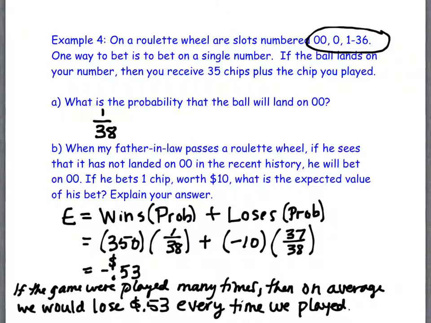Now, in reality, that's not what happens exactly, right? Every time we play, we either lose 10 or we gain 350. But on average, over the span of playing the game a whole bunch of times, we would lose 53 cents for every time we played the game. That's why the casino has to win. They have to have this in their favor, otherwise they don't get to build the big building and have the waitress. It's a business. That's the whole point. So on average, the house has to win more than the customer has to win.